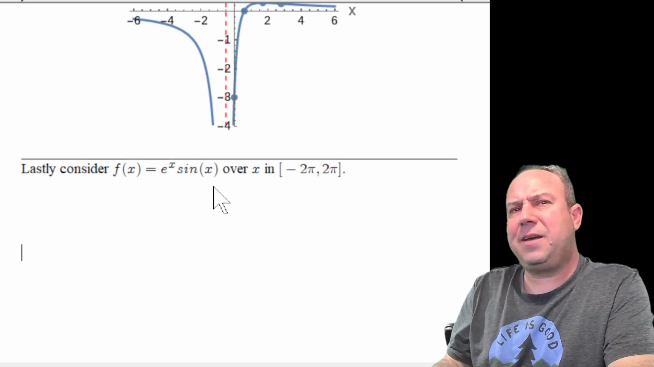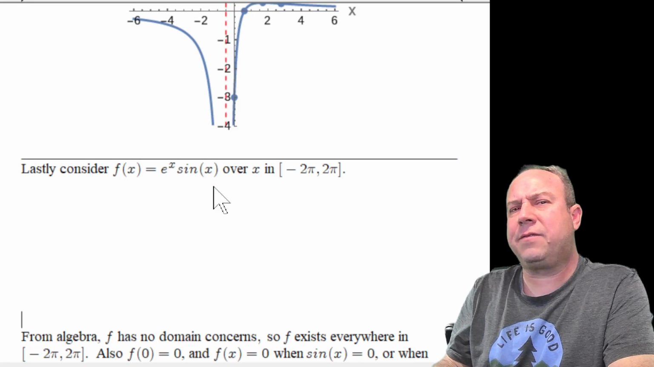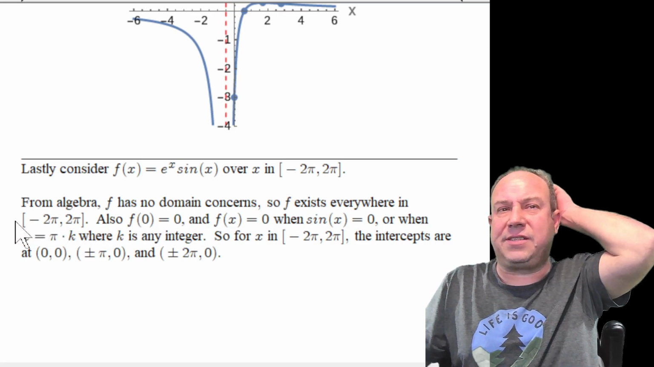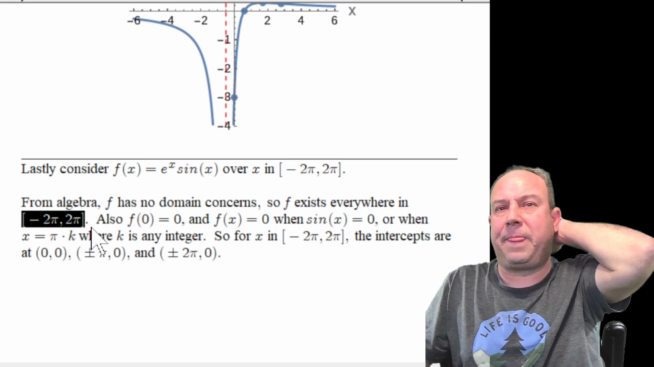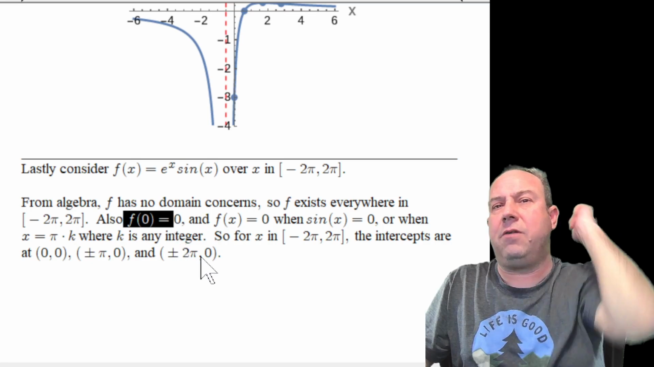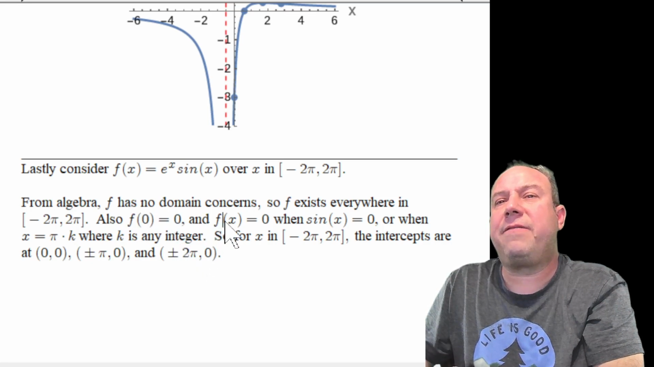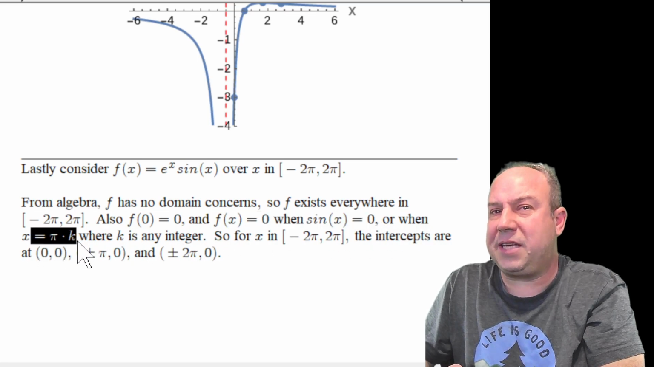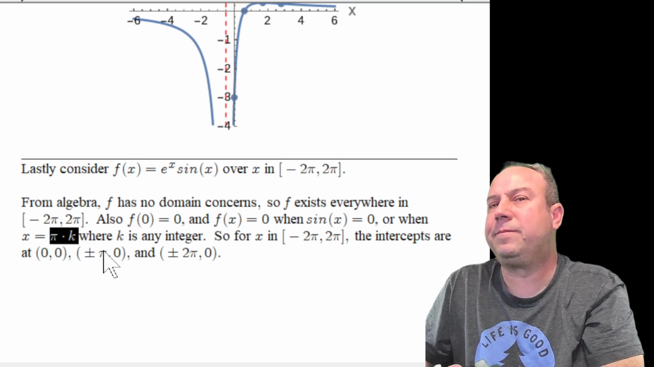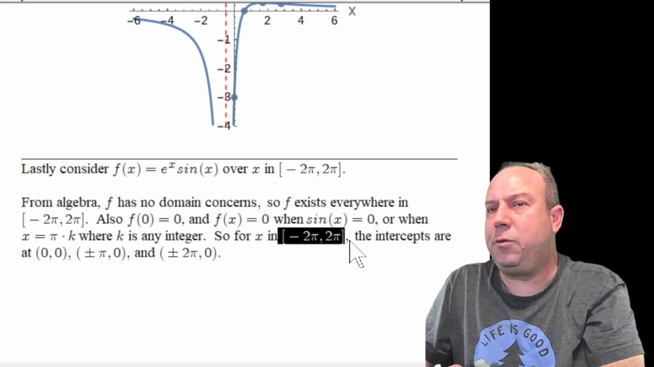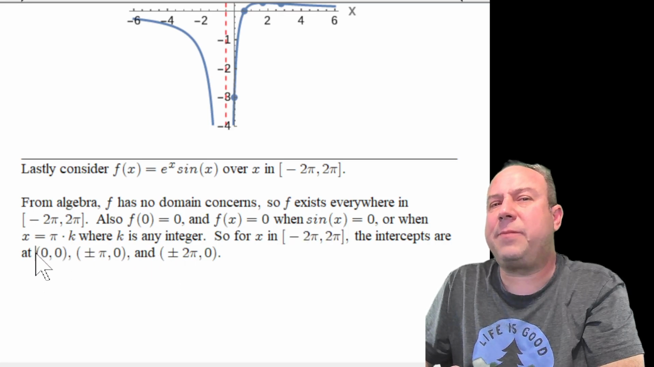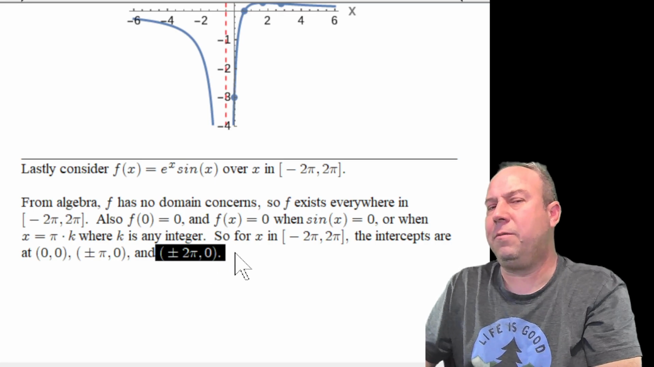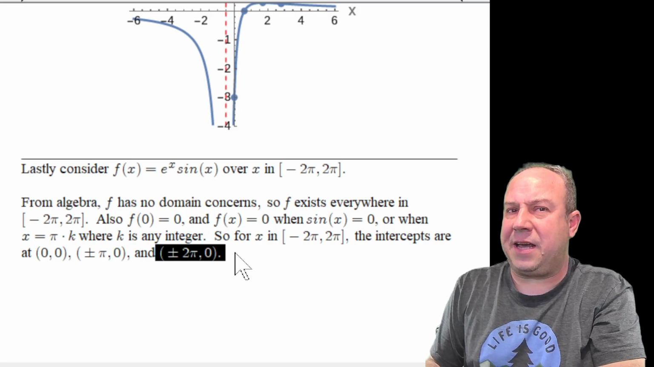And that is some of the initial information we can gather from algebra. That and our domain, well, the function exists everywhere from negative 2 pi to 2 pi. f of 0 is equal to 0. All right. And f of x equals 0 when sine of x equals 0, or when x equals pi times k, right? This multiple of pi. So in the interval from negative 2 pi to 2 pi, the intercepts are at (0, 0), (plus or minus pi, 0), and (plus or minus 2 pi, 0). Those are going to be our x and our y intercepts.